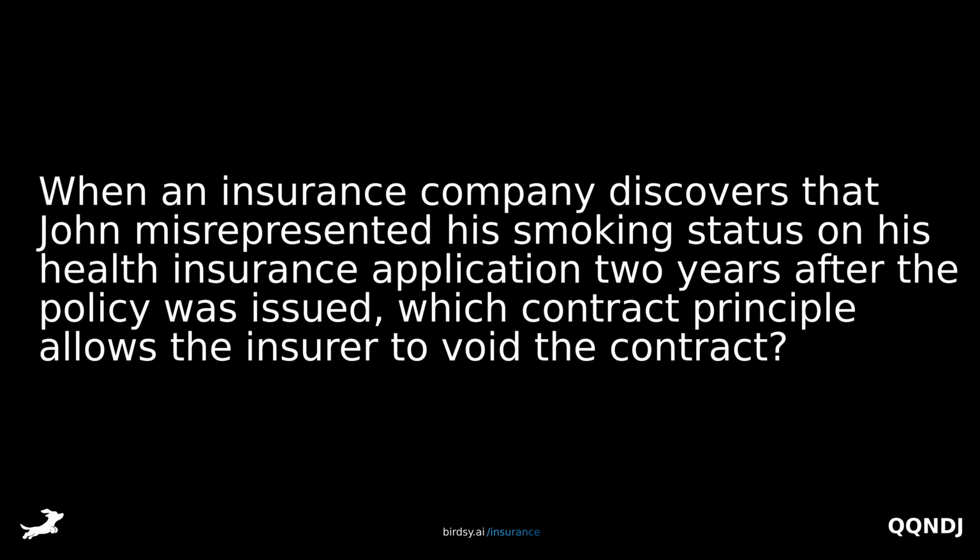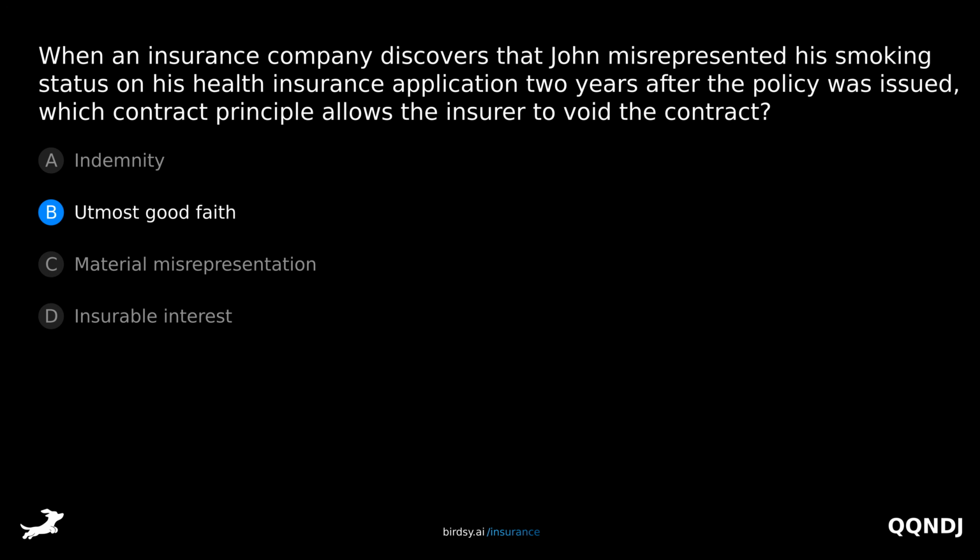When an insurance company discovers that John misrepresented his smoking status on his health insurance application 2 years after the policy was issued, which contract principle allows the insurer to void the contract? B. Utmost good faith. C. Material misrepresentation. Or D.